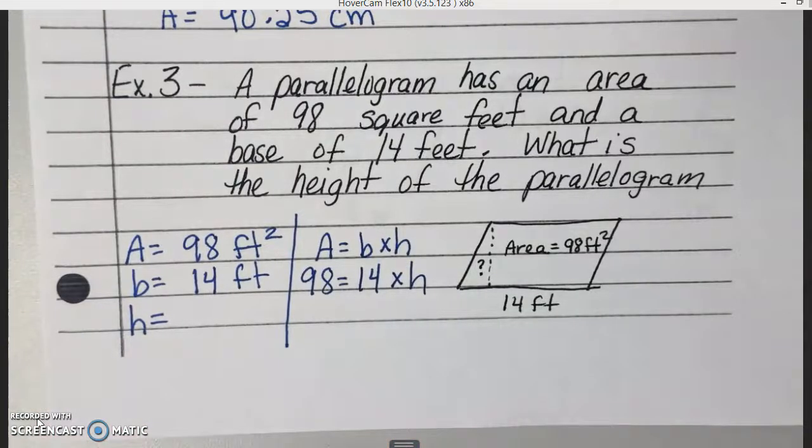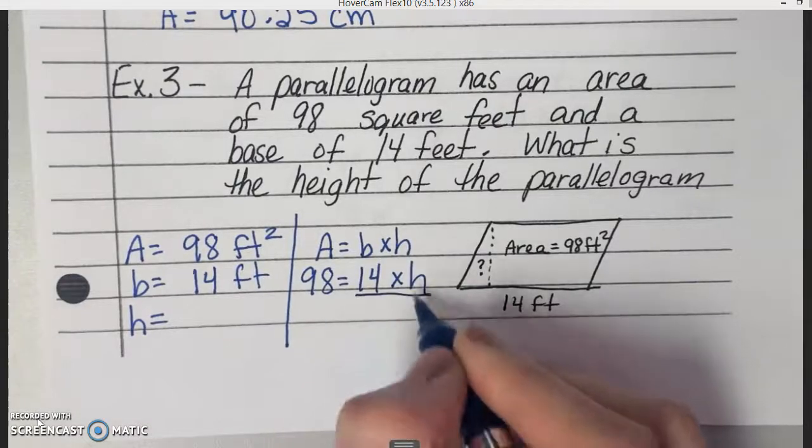What does this look like? What does this remind you of that we've learned? Where we were solving equations, we were finding the unknown number. So how do I get H by itself here? Right now I've got 14 times H. So how do I undo the multiplication? Divide by.